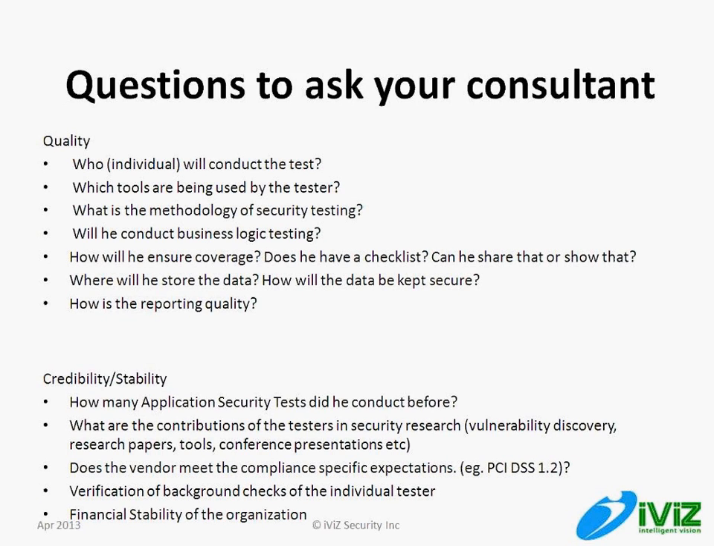Does the vendor meet the compliance-specific expectations which you have? Can you verify or do the background check of the individual tester? What's the financial stability of the organization? So these are some of the things which you need to know.